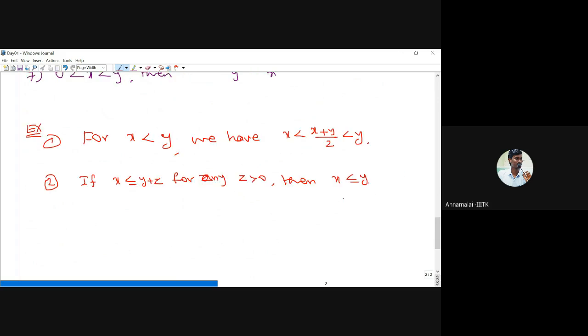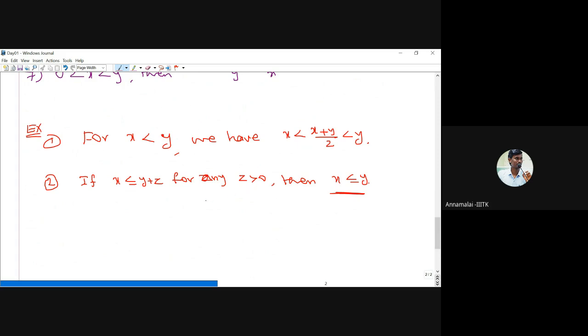Okay, so why is this true? Suppose we want to prove x less than or equal to y. It is enough to prove that x is less than or equal to y plus z for all positive z. So this is true for all positive z.